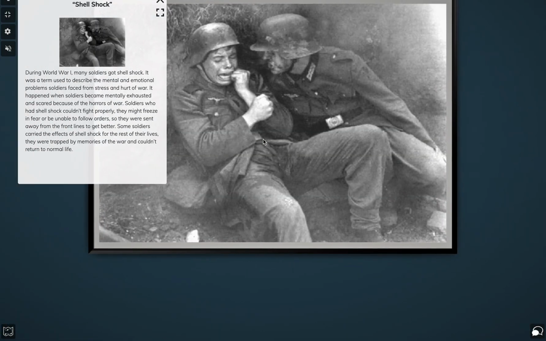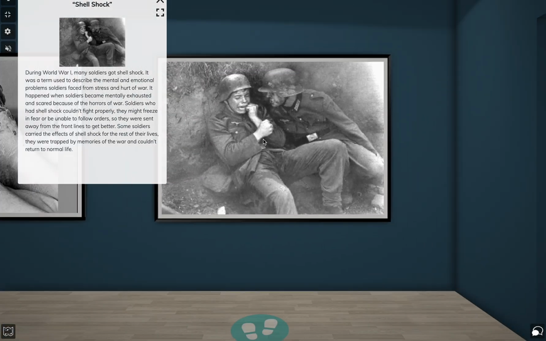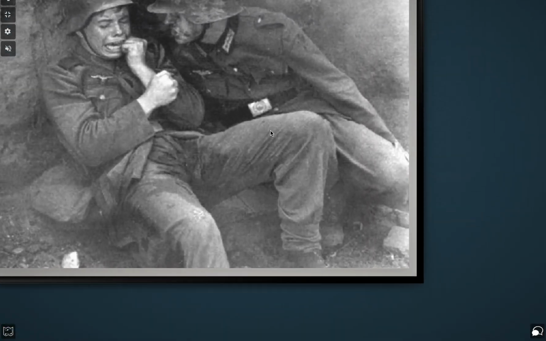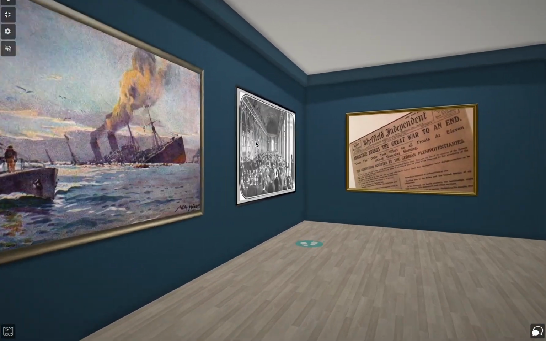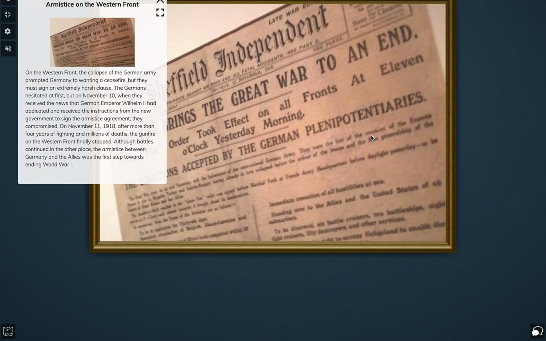Yes, on this picture. And this is about shell shock. This is a term used to describe the mental and emotional problems soldiers face from the stress and hurt of the wars. Like you can see in these pictures, the soldier looks very afraid. And this room is about the end of the war.